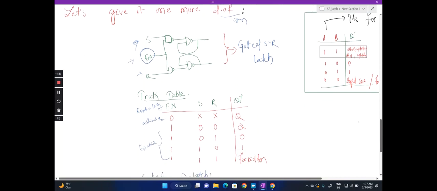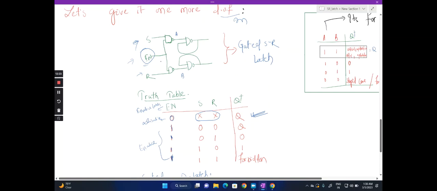So when enable is 0, this is A and B. A and B both will be 1 and 1, and for both 1 and 1, we know that Q plus will keep the memory and it will give us Q. So we don't need to care about S and R when enable is 0, as Q plus will always store the memory. Now we will discuss when enable is 1.